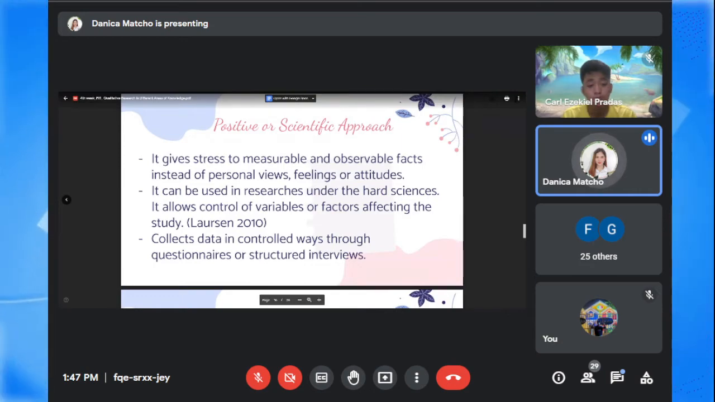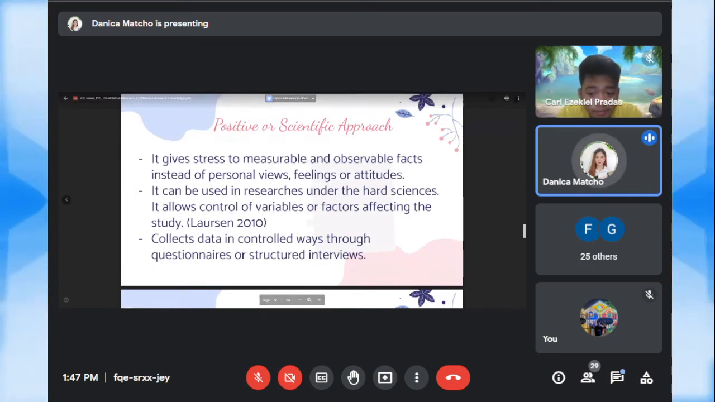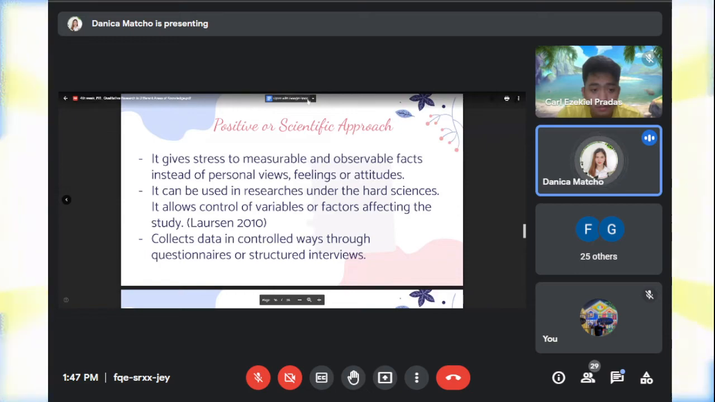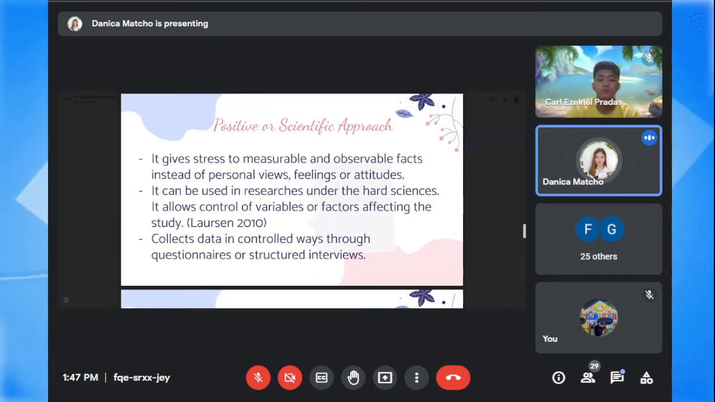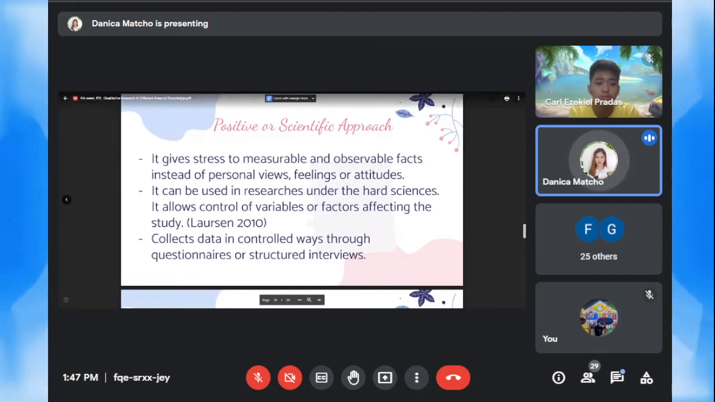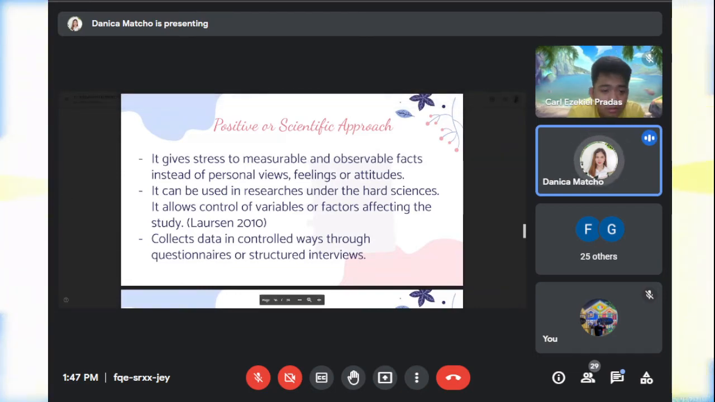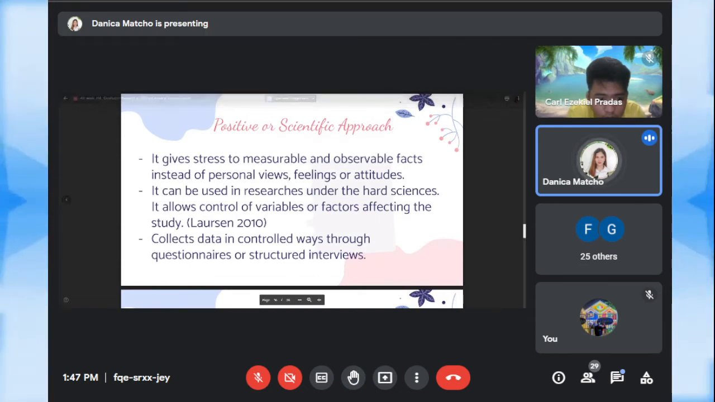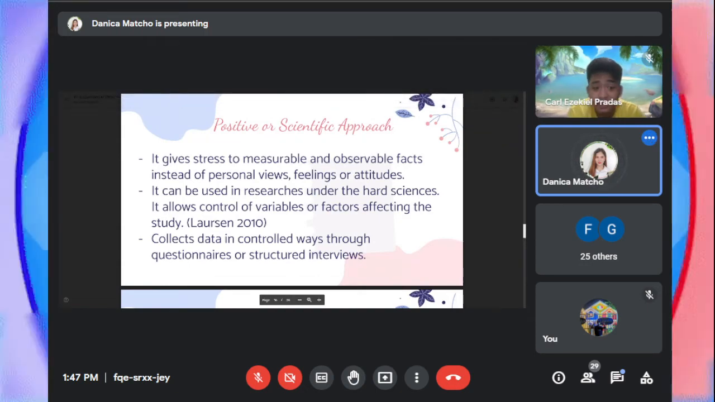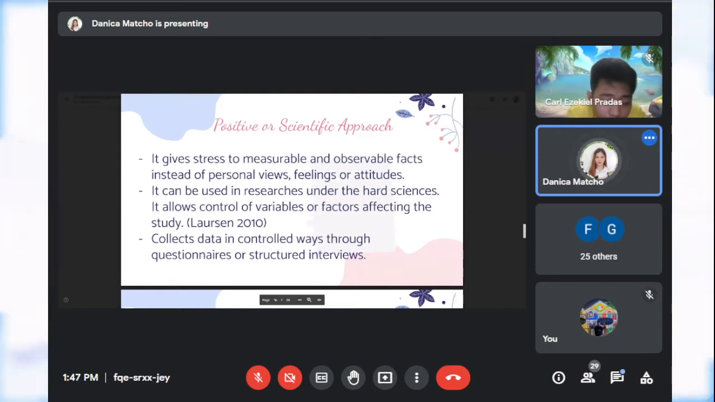Ang approach na ginagamit nila doon, guys, is the positive or scientific approach since they are doing quantitative research. Okay, so now what is the explanation behind that, ma'am? Like what is stated here, positive or scientific approach collects data in controlled ways through questionnaires or structured interview. So, they are collecting data in a controlled way.